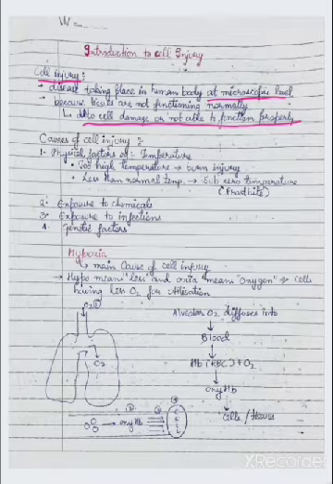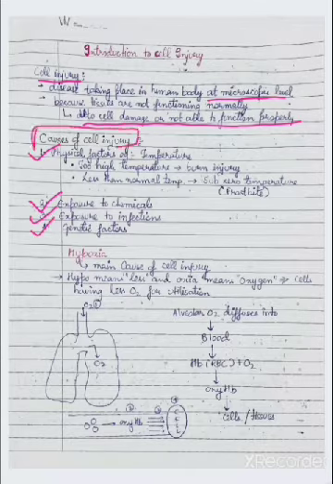Now the causes of cell injury are physical factors, for example temperature. If there is too high a temperature, there will be burn injury, and less than normal temperature, sub-zero temperature, means frostbite. Second, exposure to chemicals. Third, exposure to infections, and fourth, genetic factors. So these were the causes of cell injury.